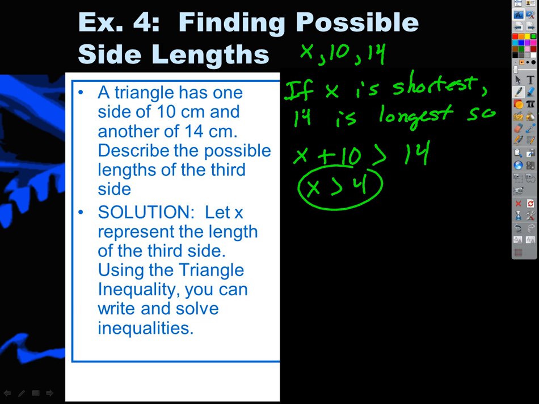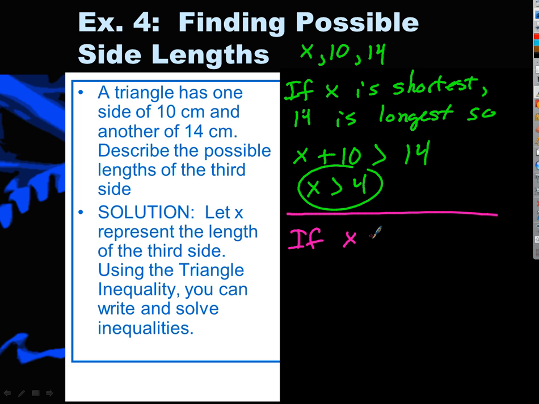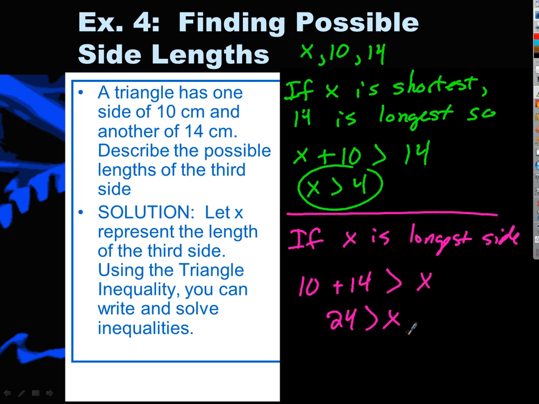Now, what's going to be the case if x is the longest side? Then what's the triangle inequality that has to be true? Okay, good. The two shorter sides have to add to more than the one long side, right? So then we'd say 10 plus 14 is greater than x, right? And so we get the answer 24 is greater than x.